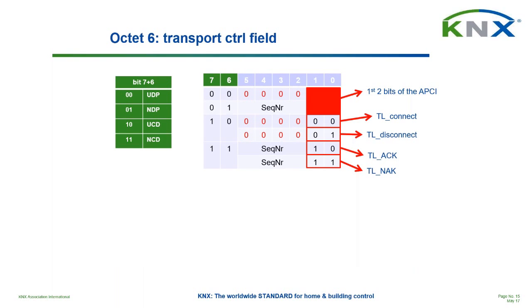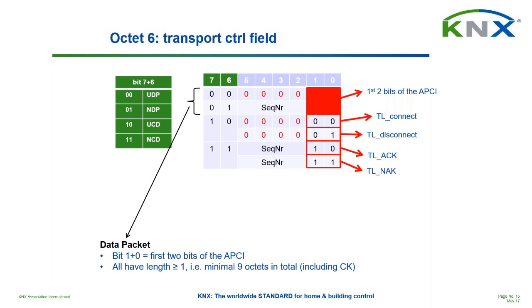Here again is a summary of what I have just explained, but with some additional information in order for you to understand what the meaning is behind all of this. In case the telegram is a data packet, we see these combinations, either 0, 0 or 0, 1. And in that case, bits 1 and 0 of Octet 6 are actually the first 2 bits of the APCI. I'll explain the APCI in the next coming slides.